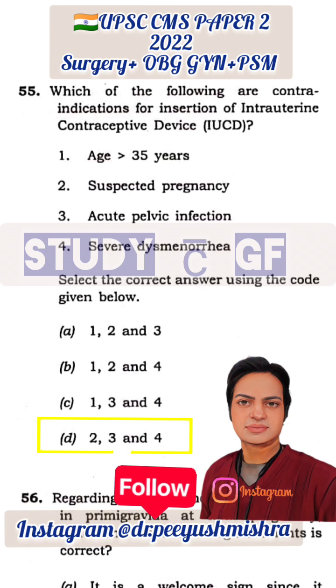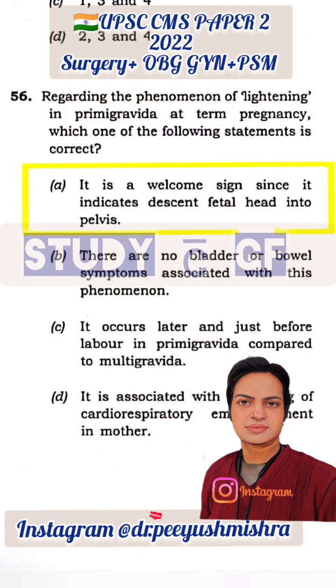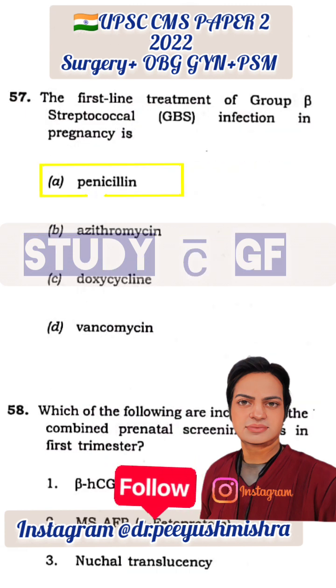Which of the following are contraindications for insertion of intrauterine contraceptive device IUCD? Suspected pregnancy, acute pelvic infection, severe dysmenorrhea. Regarding the phenomenon of lightening in primigravida at term pregnancy, which one of the following statements is correct? It is a welcome sign since it indicates descent of fetal head into pelvis. The first line treatment of group B streptococcus GBS infection in pregnancy is penicillin.